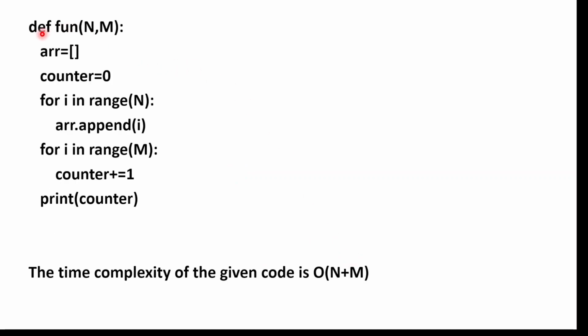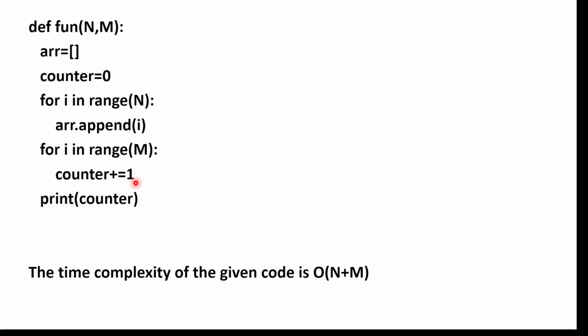The third function, look into this, we have a function where it has two input sizes, that is n comma m. There is an array arr, counter equal to 0. For i in range of n, we are appending to the array. So the value of i is ranging from 0 to n. There is another loop. The value of i is ranging from 0 to m. Counter is getting incremented. Finally, there is a print statement.